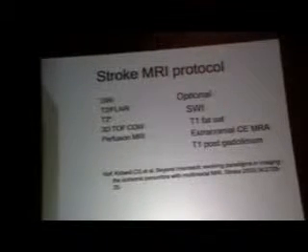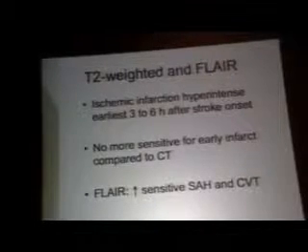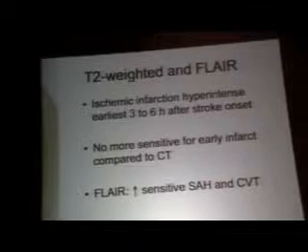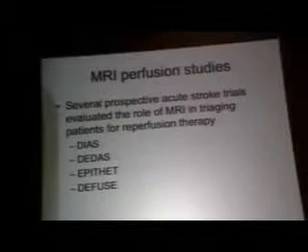Diffusion to look for infarct, T2 star to look for any areas of hemorrhage, and potentially could replace CT. According to Kidwell, a big component of MRI is acute hemorrhagic assessment for stroke. The T2 and FLAIR images are also helpful because ischemic infarction hyperintensities are seen at the earliest 3 to 6 hours after stroke onset, and they're no more sensitive for early infarct detection than CT. The FLAIR is also helpful because it can detect subarachnoid hemorrhage very well, as well as venous thrombosis.